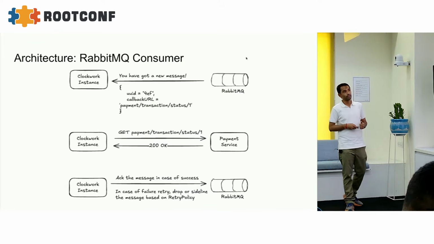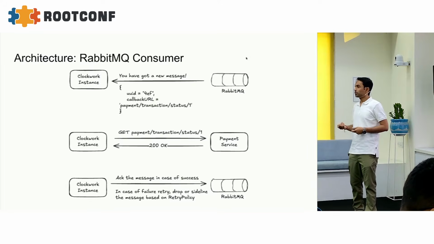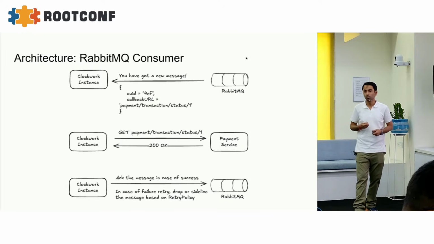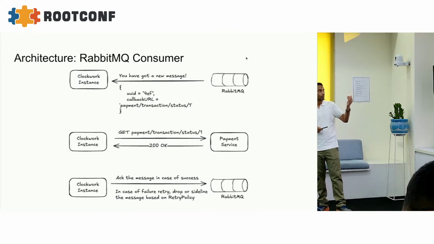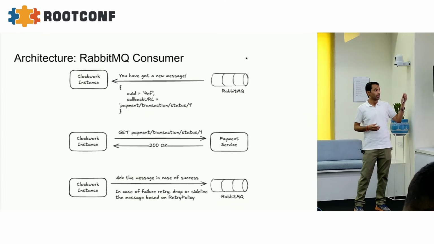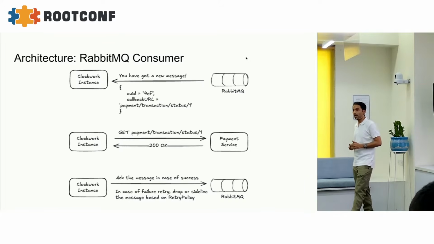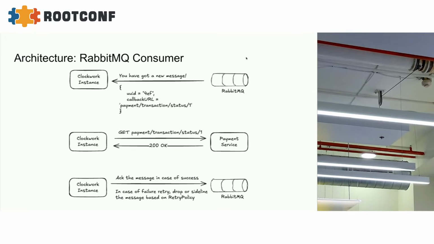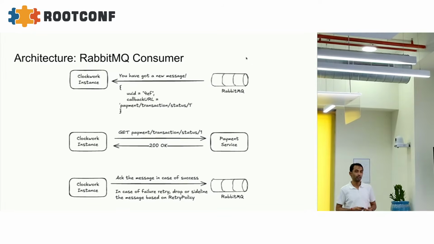Now the last piece of the puzzle is the RabbitMQ consumer. RabbitMQ is based on a push model. So when a job is pushed to the RabbitMQ queue, it pushes that detail to the consumer. We have Clockwork instances running, which act as consumers of RabbitMQ. They get those details, and then based on the job details, they make a callback to the downstream, get an acknowledgement, and once an acknowledgement is received, they ack the message.